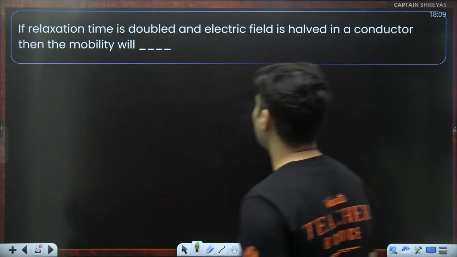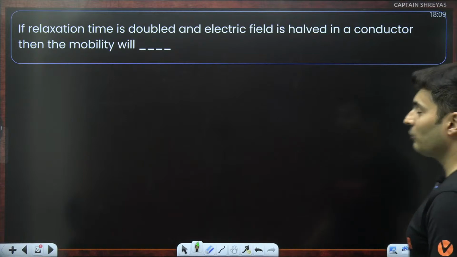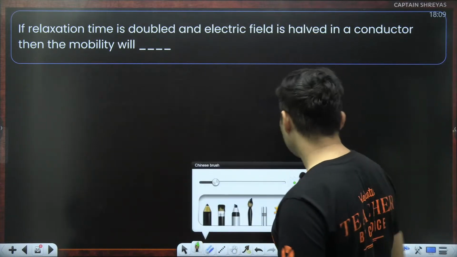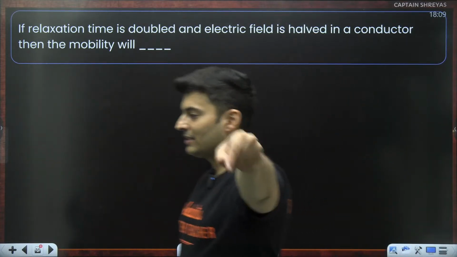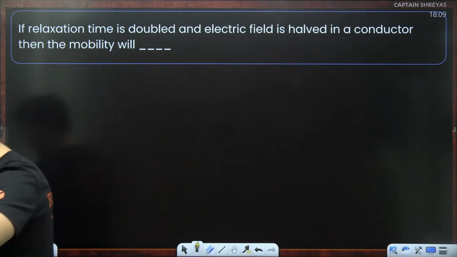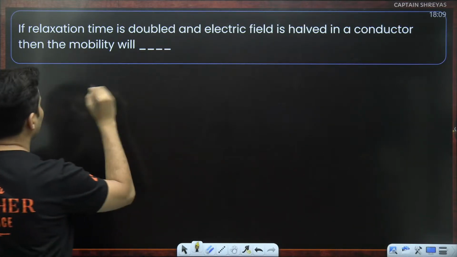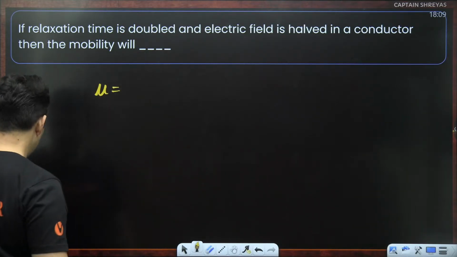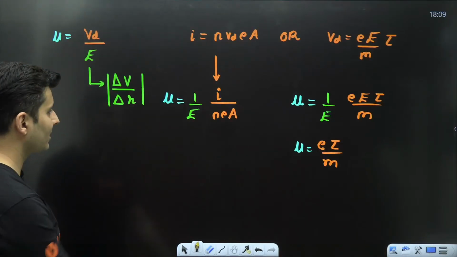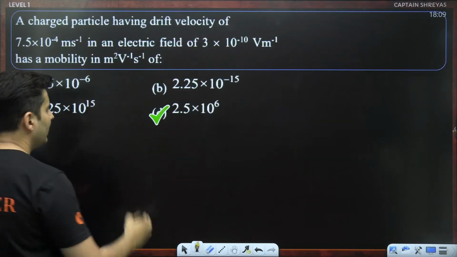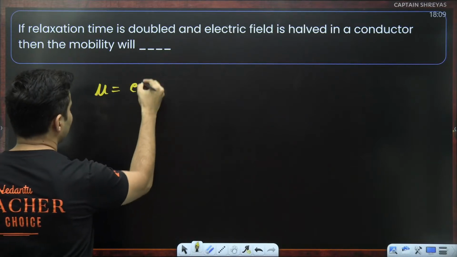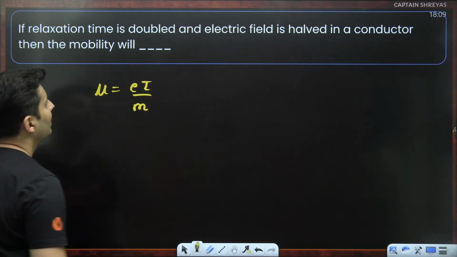Okay, the relaxation time is doubled, field is halved. In a conductor, what will happen to the mobility? If you can answer this, I'm really proud of you. Guys, spam the answer in the chat box right away, right now. Yes, think about it. What will happen to the mobility? I think I just gave you the formula for mobility in some other terms. E tau by m. Mobility was E tau by m.